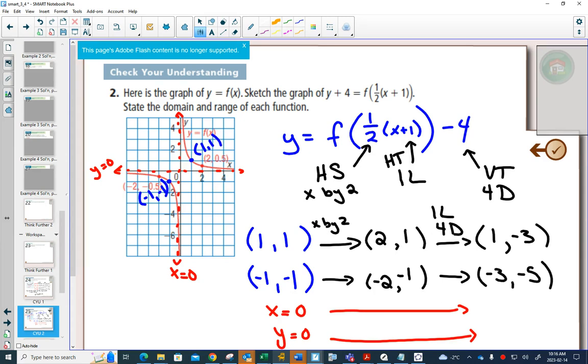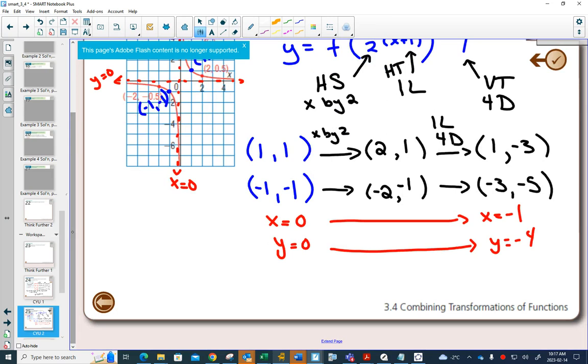Moving 1 to the left, can you see that that would take the vertical one and shift it 1 to the left? The vertical one was at x equals 0. If I move 1 to the left, it will now be at x equals minus 1. Your horizontal one, the only way that one's going to change is if you move it up and down. We're moving 4 down. Can you see that that asymptote will become y equals negative 4? So anytime you have a graph with asymptotes, you have to find out where those asymptotes are going to go.